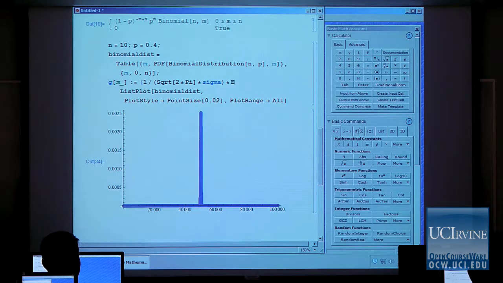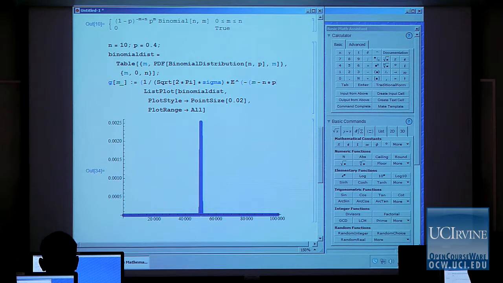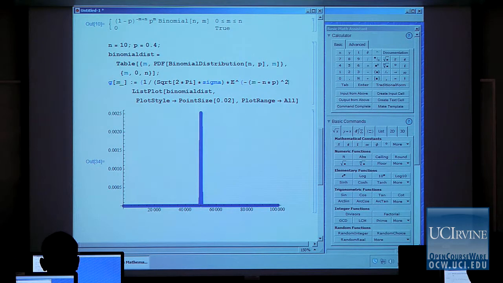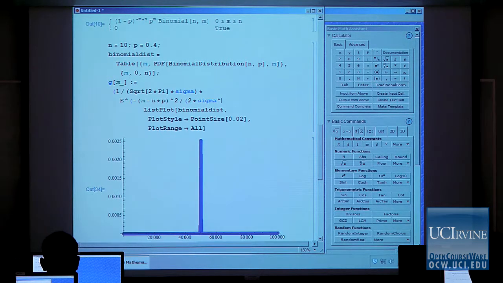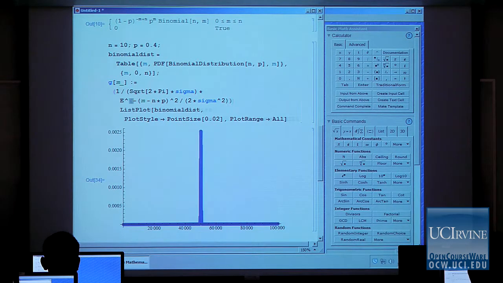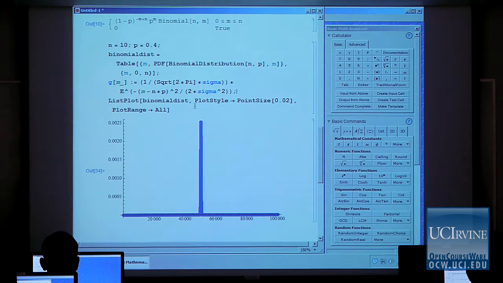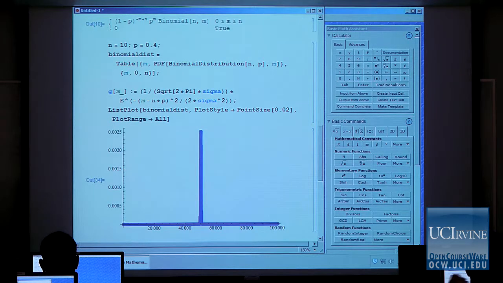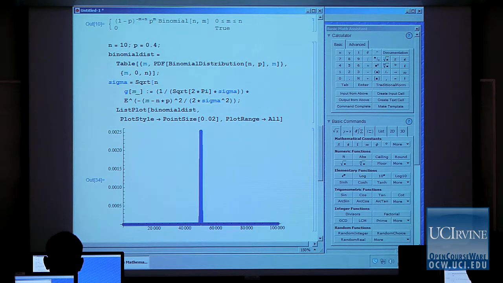And then times capital E caret minus m minus n times p squared divided by parentheses 2 times sigma squared. And another parentheses, and I'm missing a parentheses up here. Okay. So that defines my normal distribution as written down over there. And now I'm going to introduce sigma using the same formula as on the board. All right, so that's going to be square root of n times p times 1 minus p. Okay.